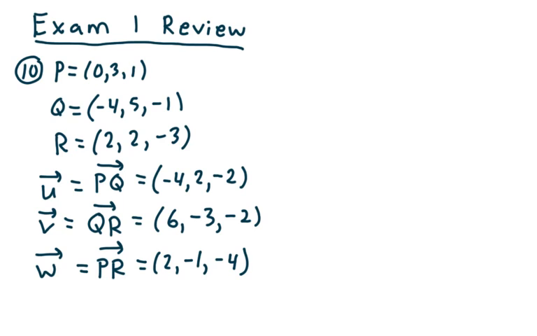Let P equal the point 0, 3, 1, Q equal the point negative 4, 5, negative 1, and let R equal the point 2, 2, negative 3. These are points in R3. We're going to let the vector U equal negative 4, 2, negative 2. Let V equal the vector 6, negative 3, negative 2. And W equal the vector 2, negative 1, negative 4.